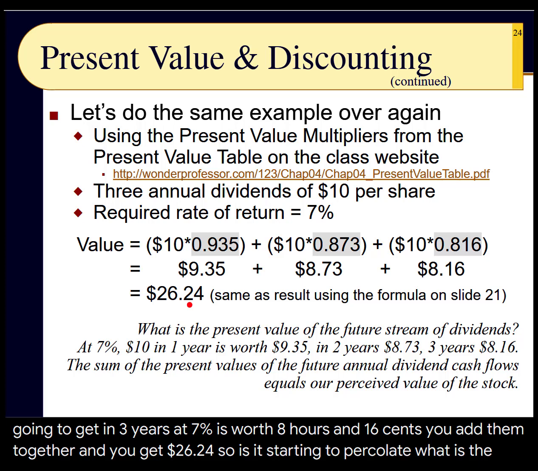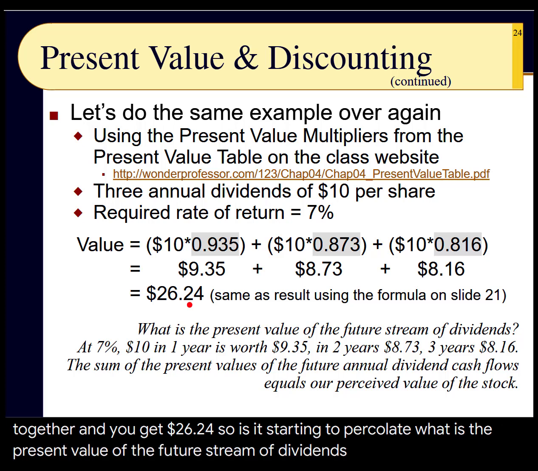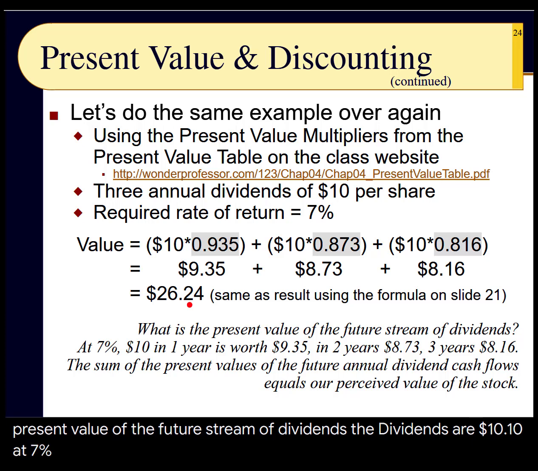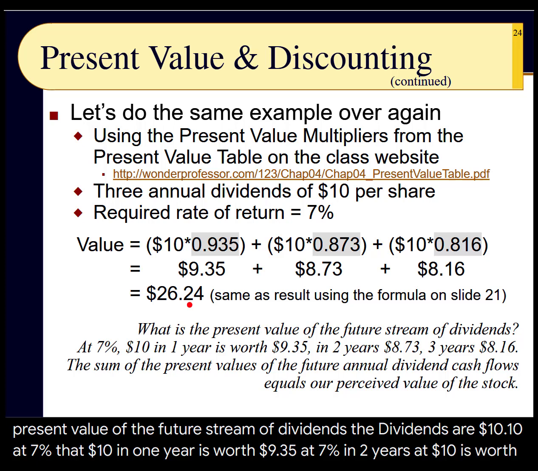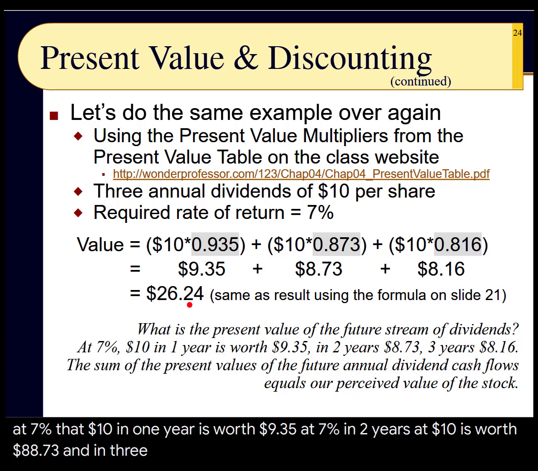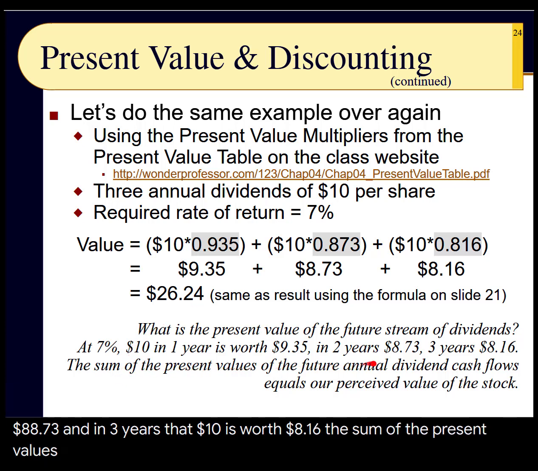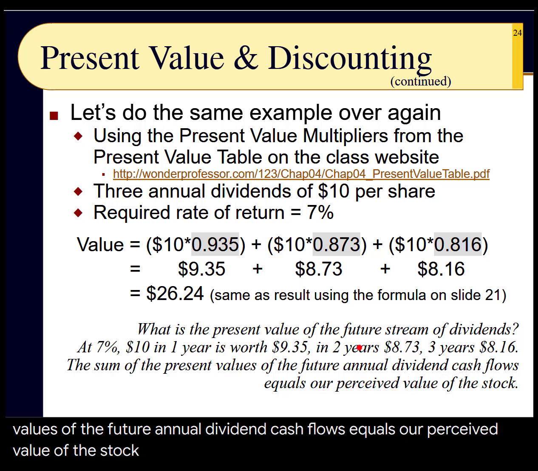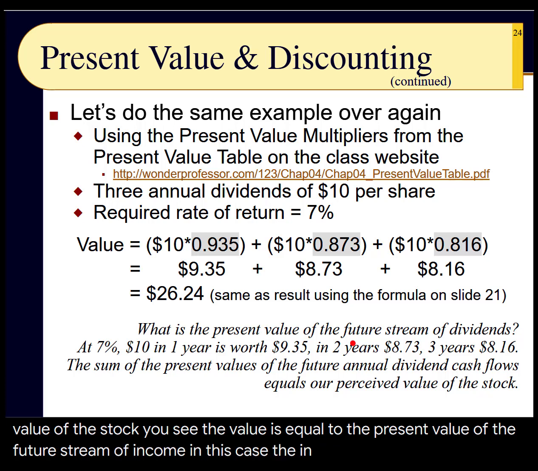What is the present value of the future stream of dividends? The dividends are $10, $10, and $10. At 7%, that $10 in 1 year is worth $9.35. At 7% in 2 years, that $10 is worth $8.73. And in 3 years, that $10 is worth $8.16. The sum of the present values of the future annual dividend cash flows equals our perceived value of the stock. You see, the value is equal to the present value of the future stream of income. In this case, the income is coming from dividends.